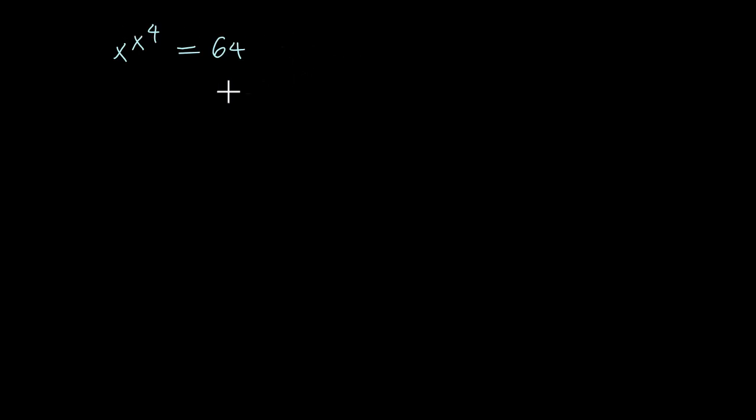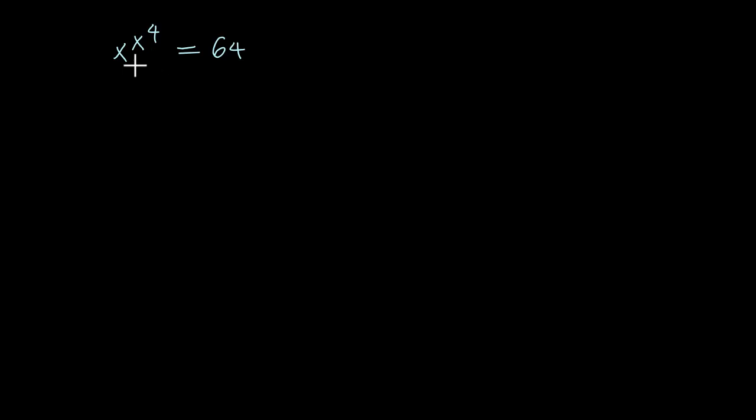Hello everyone. Let us find x in this exponential equation. We are given x raised to power x raised to power 4 is equal to 64. How do we express the right hand side to look exactly like what we have on the left hand side, so that we say the equation is balanced?